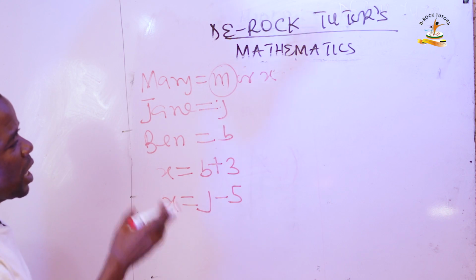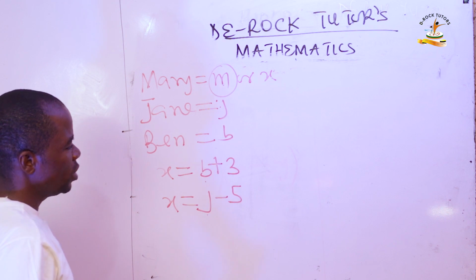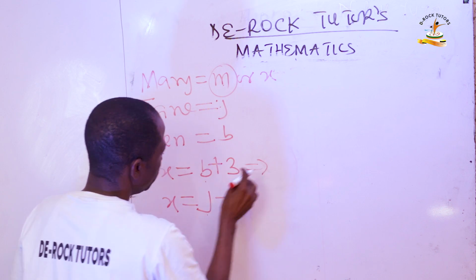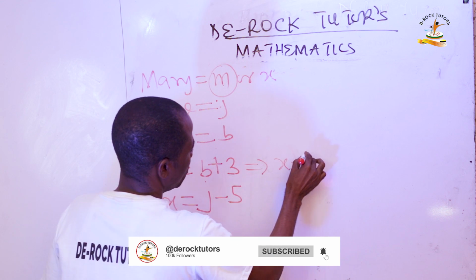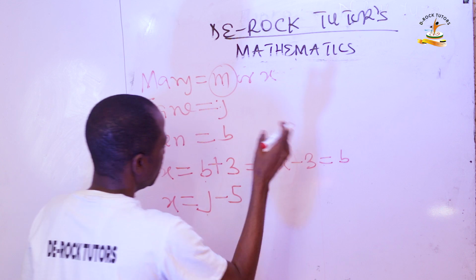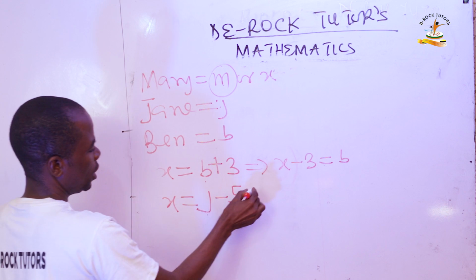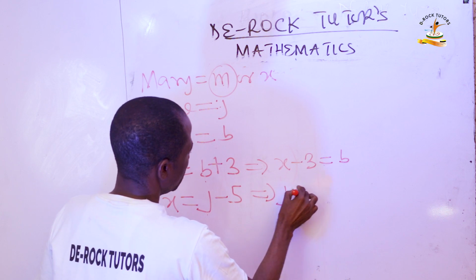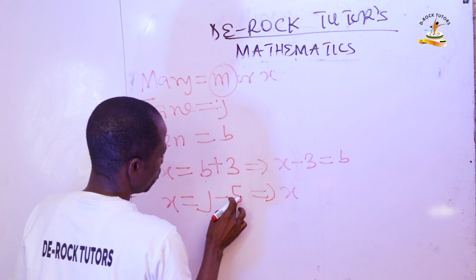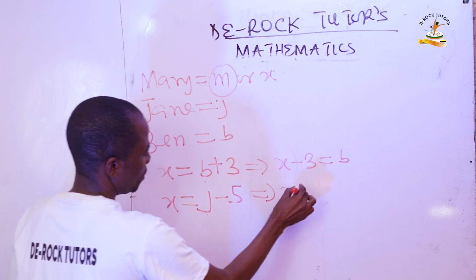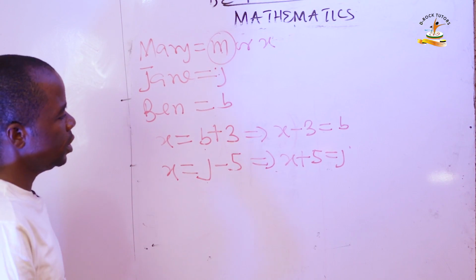We are now asked to calculate how much Jane, that's J, and Ben, that's B, have in common. Let's do it this way. If you make B the subject, the same formula, let's take 3 to the other side. That becomes X minus 3 is equal to B. That's the amount that Ben has. If you bring this minus 5 here, then we isolate the J. J is equal to X, and when minus 5 crosses the equal sign, it becomes plus 5. So X plus 5 is equal to J. That is the amount that Jane has.